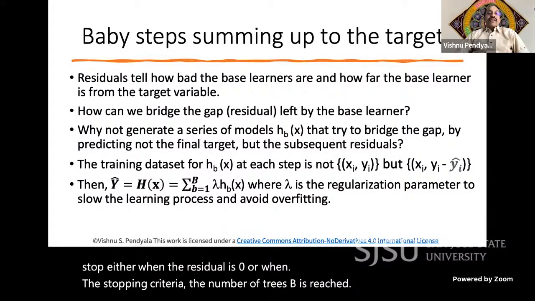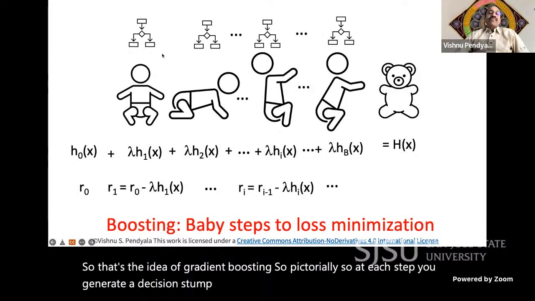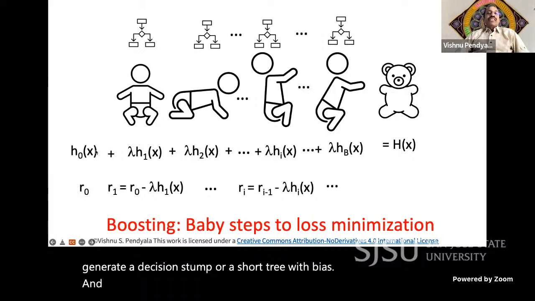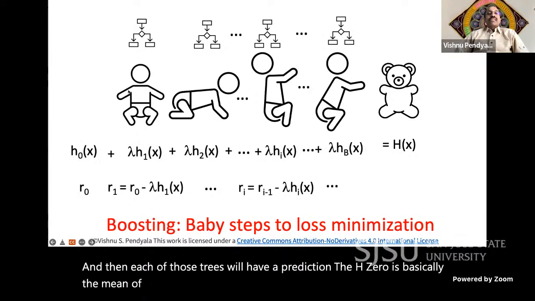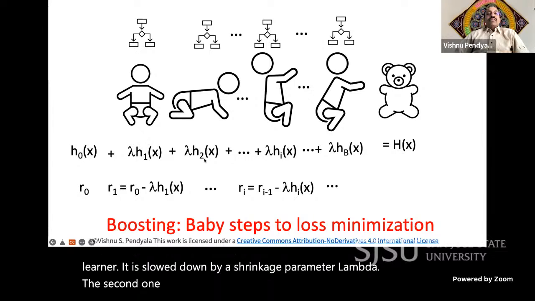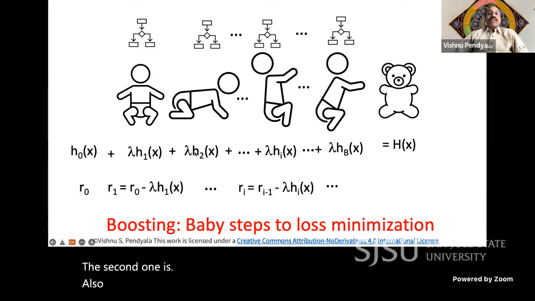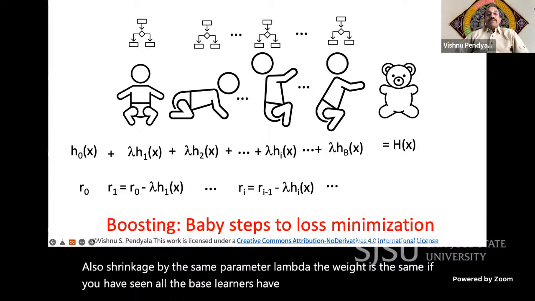So that's the idea of gradient boosting. Pictorially, at each step you generate a decision stump or a short tree with bias, and each of those trees will have a prediction. The h_0 is basically the mean of the target variable. h_1 is the prediction from the first base learner, slowed down by the shrinkage parameter lambda. The second one is also shrunk by the same parameter lambda. The weight is the same. If you have seen, all the base learners have the same weight, lambda.